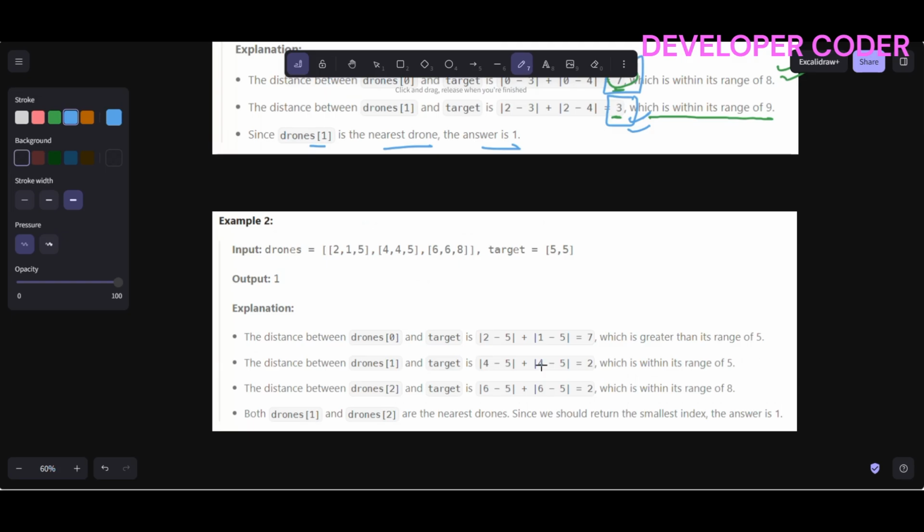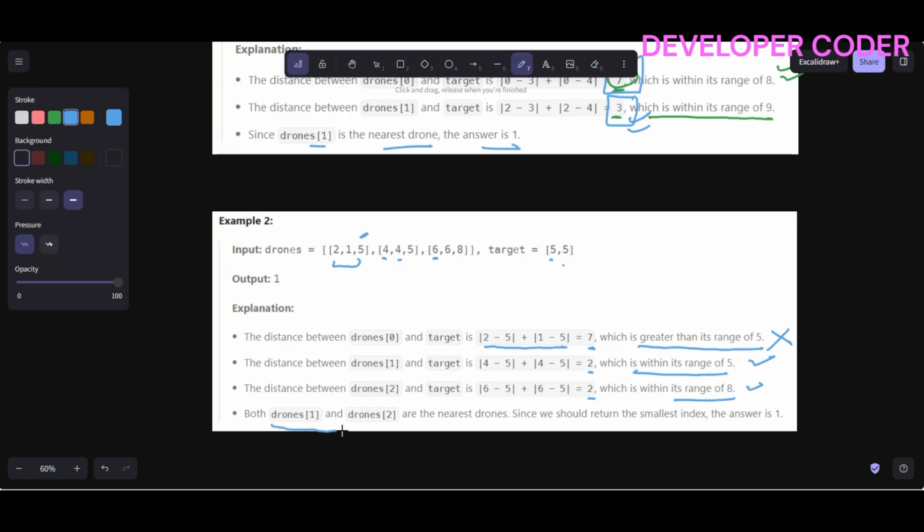Here, if you see example number 2, pick this first. So 2 minus 5 plus 1 minus 5, 7. 7 is greater than its range of 5, so not valid. Next is the distance between drone 1 and target, this 4 minus 5 plus 4 minus 5 absolute value, 2. 2 is less than 5, which is within its range of 5. This 6 minus 5 plus 6 minus 5, 2, which is within its range of 8. So these two are valid.